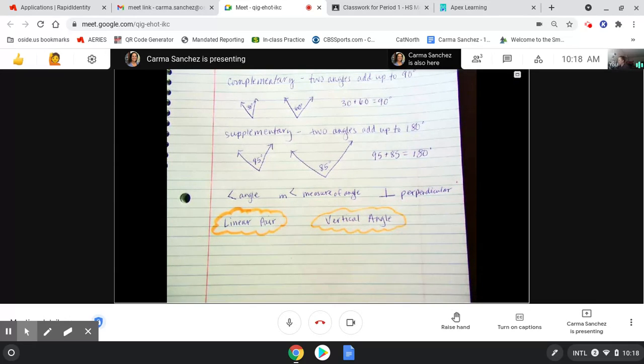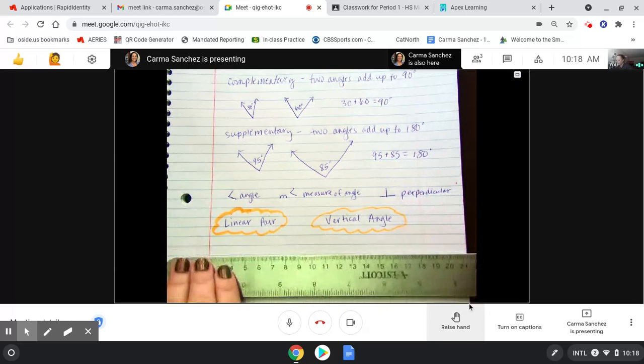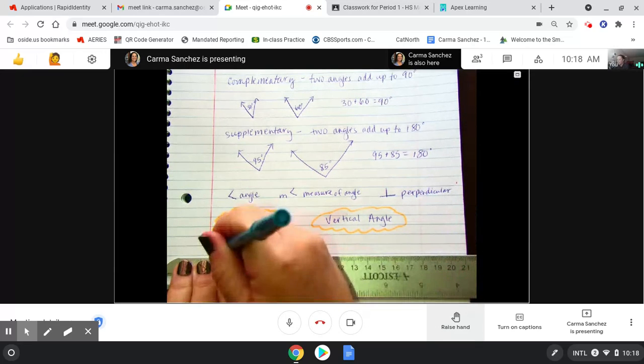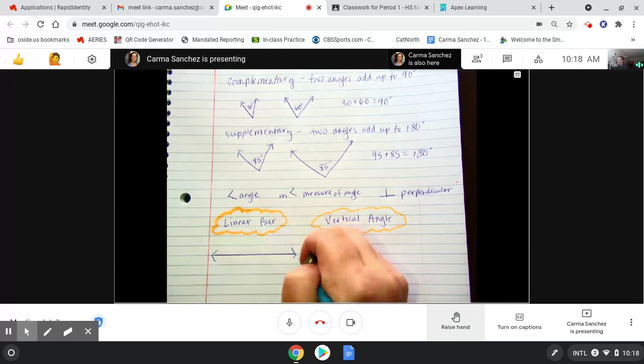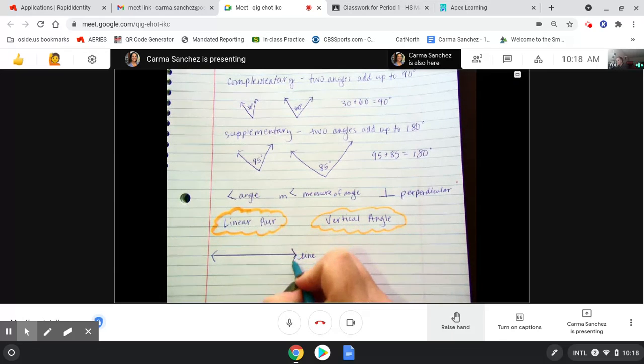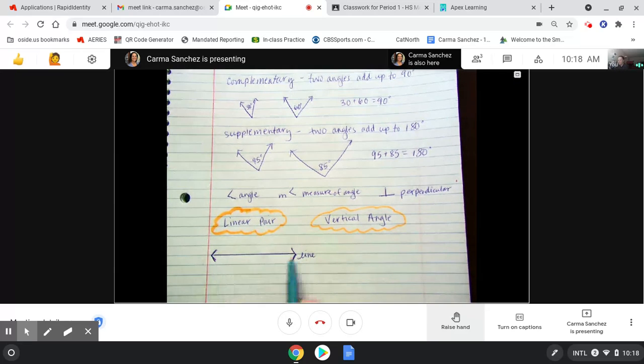Okay, so what is a linear pair? Let's grab that ruler. And let's go like this. Picture having some line. Sorry, not line segment, line. Notice it has arrows on the end, and this starts to matter in geometry, whether there's arrows, meaning it goes to infinity, it's a line, or if it has dots at the end, it means it's a line segment. So this happens to be a line, it goes on forever.